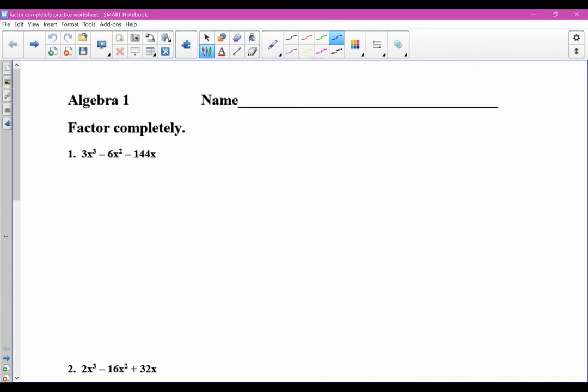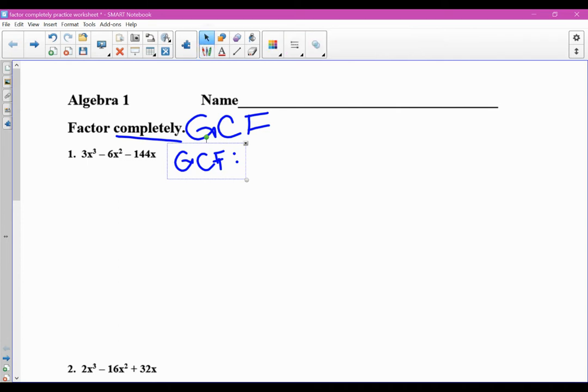So here we have 3 different factor completely problems. And remember that anytime we see the words factor completely, the first thing that we have to figure out is what the GCF or greatest common factor is. Okay, so with number 1, we have 3x cubed minus 6x squared minus 144x. So my GCF is going to be 3x.